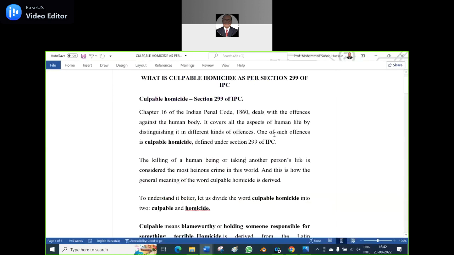Okay, now let us come to my point. What is culpable homicide as per Section 299 of the IPC, the Indian Penal Code? Culpable homicide deals with Section 299 of the IPC. Anyone can unmute and read this para, especially participants. I would like to see.